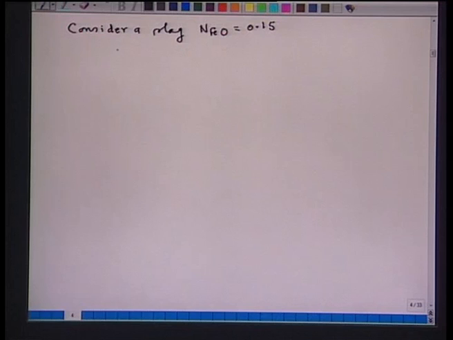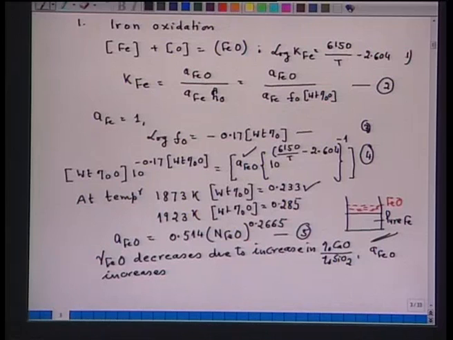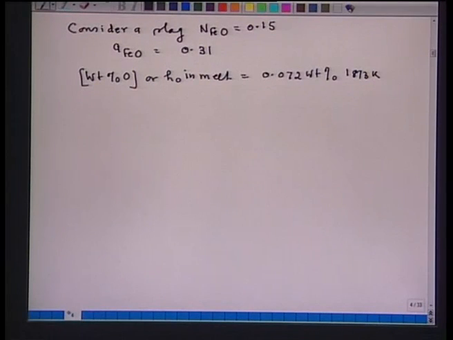Now, we can determine the activity of FeO from equation 5. The activity of FeO from equation 5 comes to be equal to 0.31. Now, the weight percent oxygen in melt will be equal to 0.072 weight percent, because at 1873 Kelvin you simply multiply the value of this activity of FeO, 0.31, with this 0.233. So, when you multiply this, you get 0.072 weight percent at 1873 Kelvin.